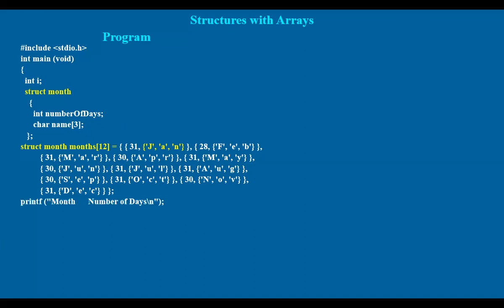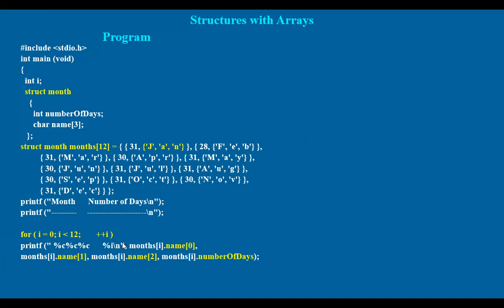So next, let's display the data here. Let's show the month in the beginning and then the number of days. It's up to us, whichever way you want to display, you can. So I want to display the month first, that means January. Next, number of days. How many days are present in that particular month? So for this, we take a for loop again, which runs 12 times, 0 to 11, that is less than 12. So 12 times. And here we are going to print the name first.